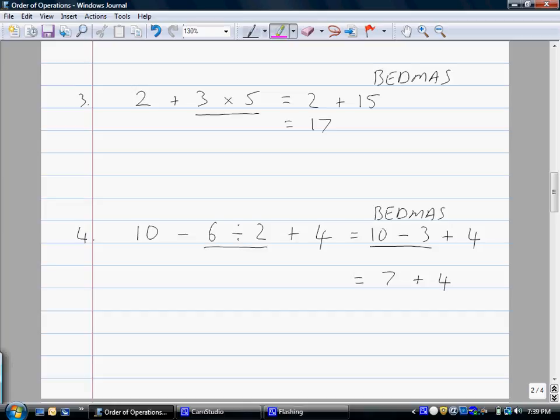And notice that my equal signs are coming down in a column. I never have 2 equal signs on the same line. And my final operation, 7 plus 4, that's 11.